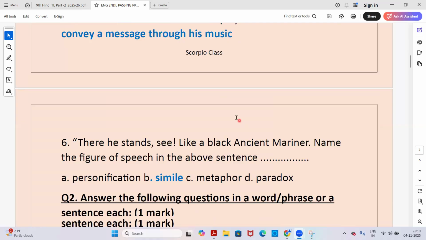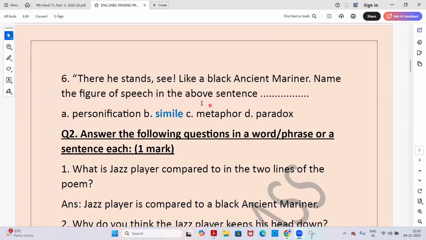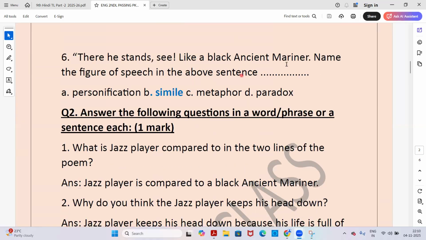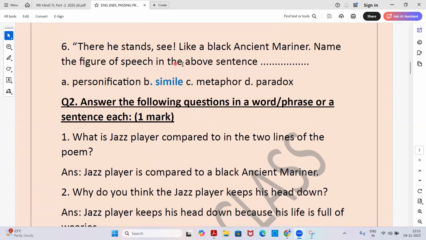Next, question 6. There he stands, see, like a black ancient mariner. Name the figure of speech in the above sentence. The answer is option B, simile. Because a direct comparison is done and the word like is used, simile is the right answer. So here we come to an end for the first main.